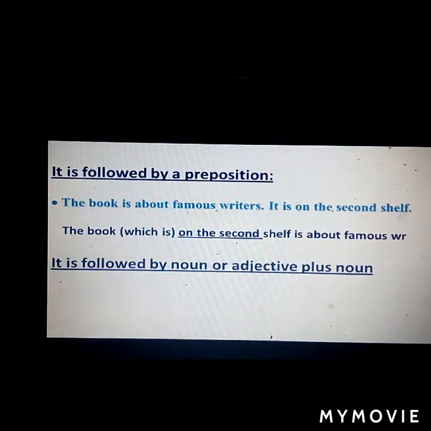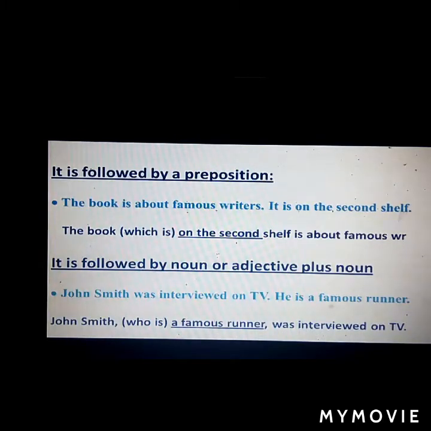If it's followed by a noun or adjective plus noun. If after the relative pronoun and verb to be comes a noun or adjective plus noun, I delete them. John Smith was interviewed on TV. He is a famous runner. John Smith who is, after who is comes a famous runner, a noun with an adjective before it, adjective plus noun. In this case we delete who is, so it should be: John Smith, a famous runner, who was interviewed on TV.